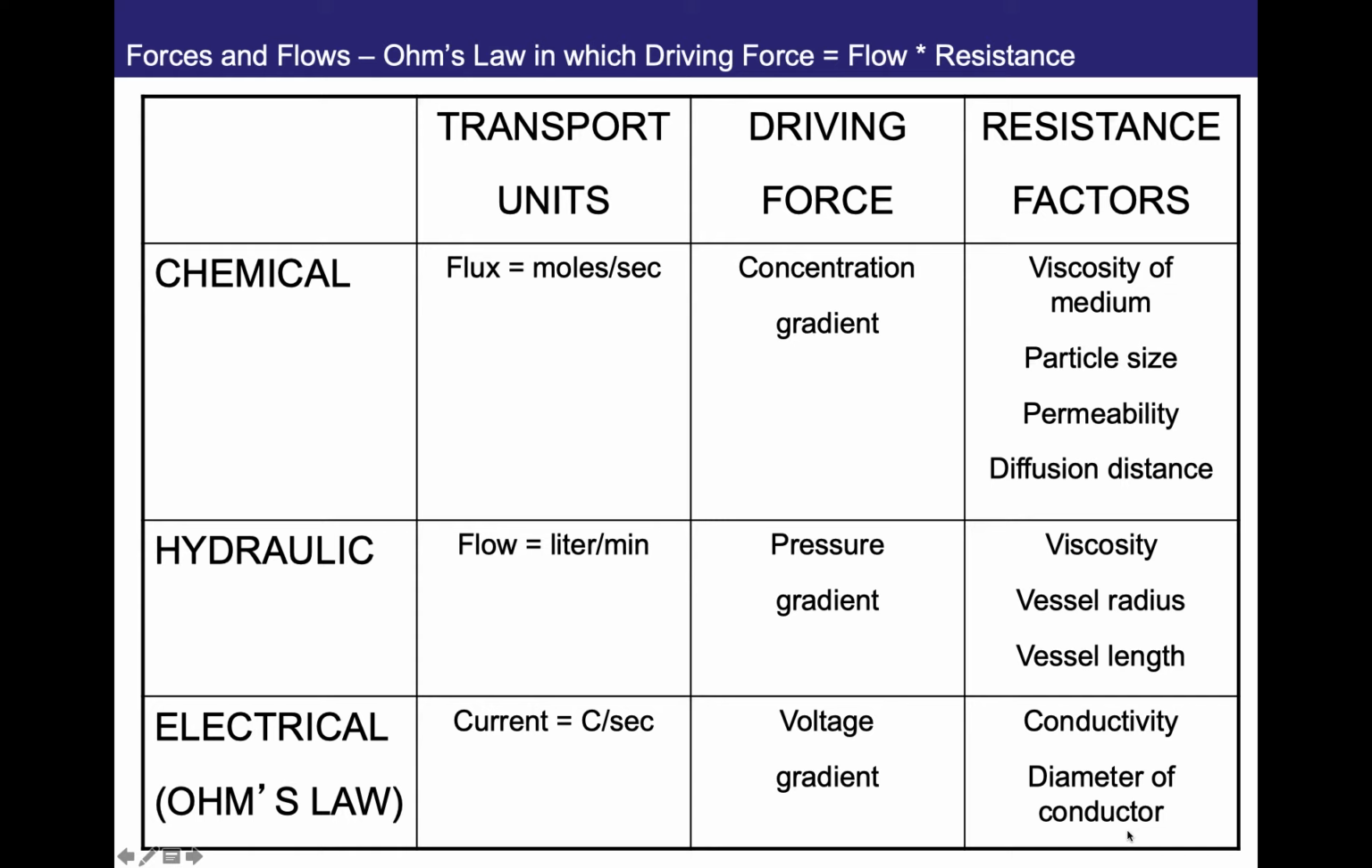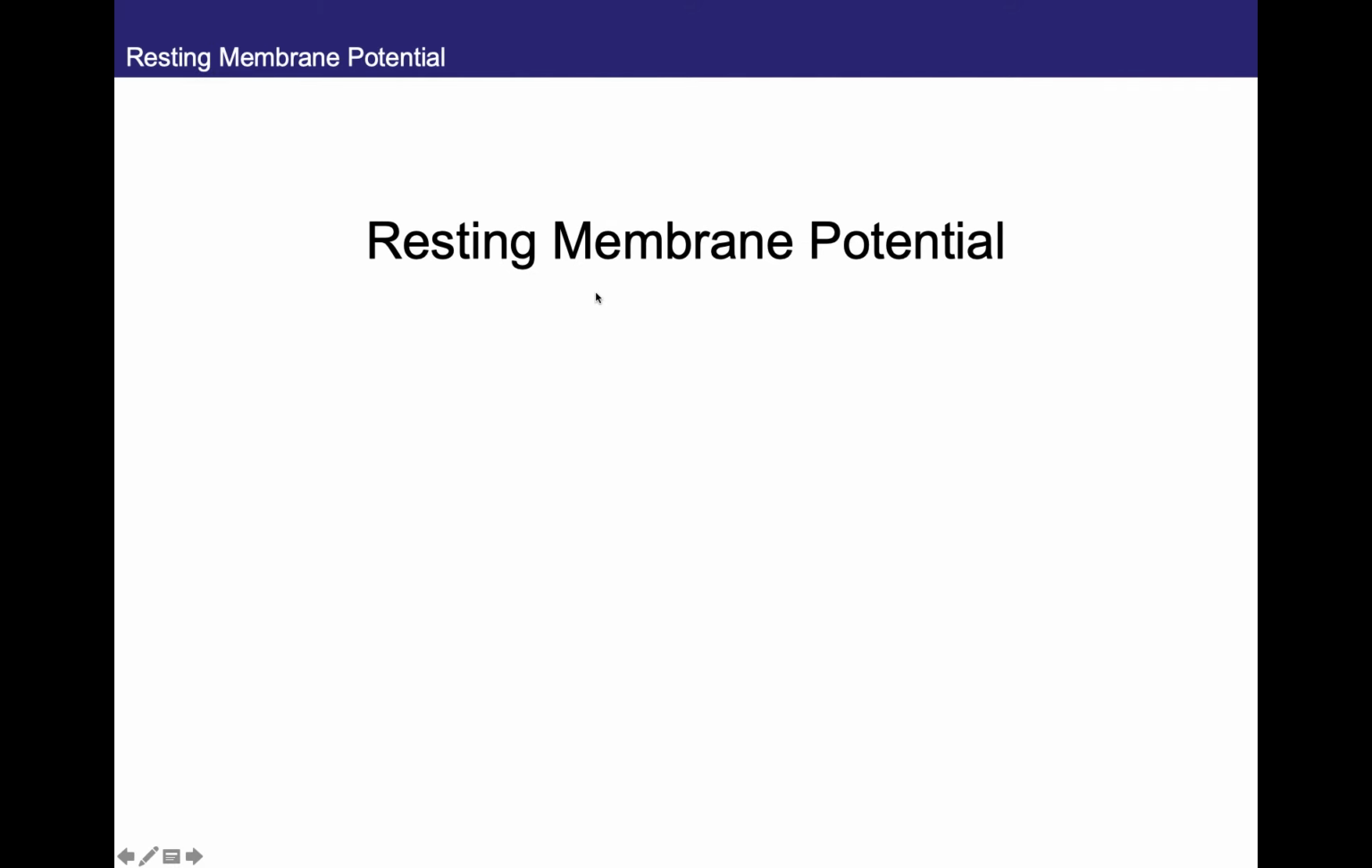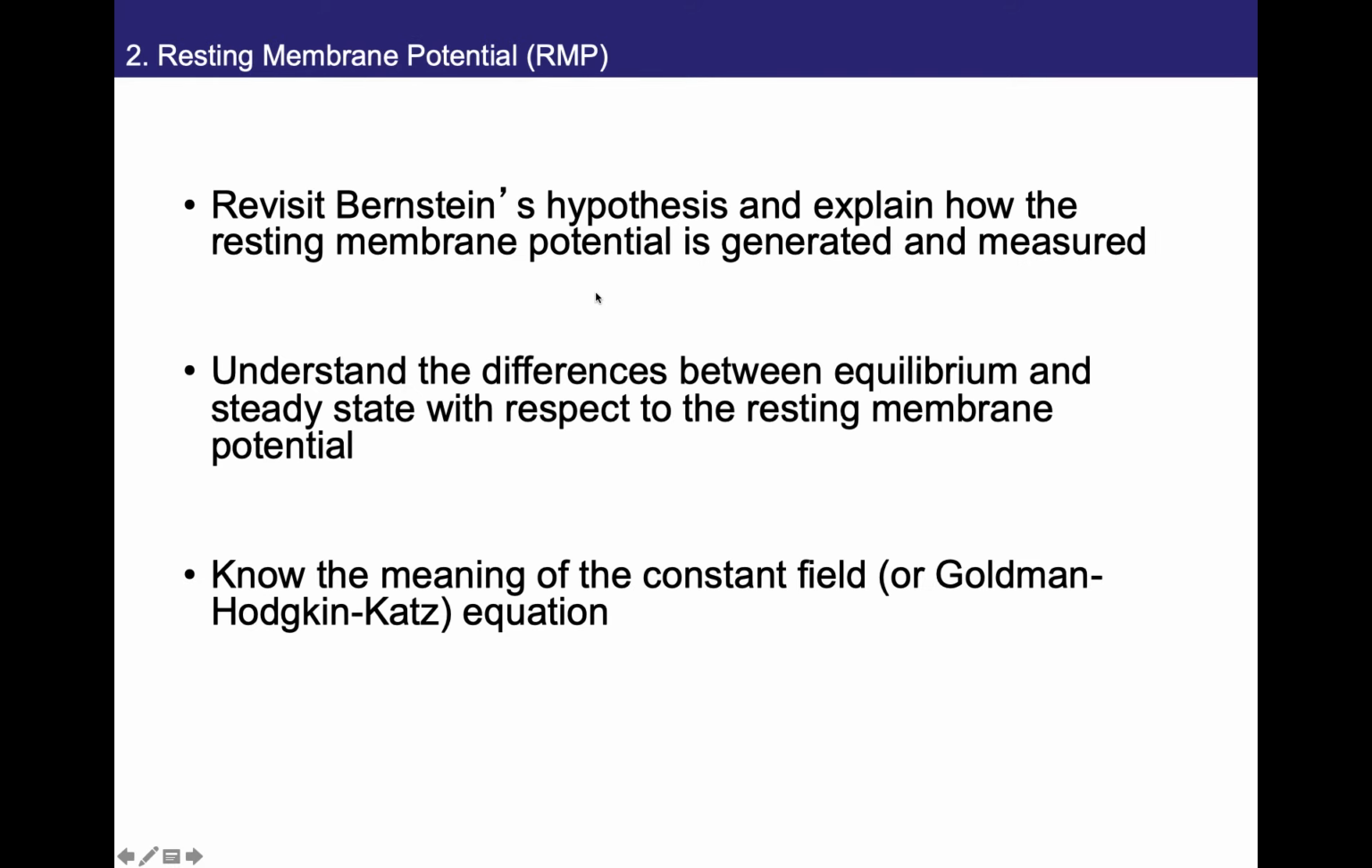All right, so I want you to remember what we talked about last time too with our example. Poor Julius Bernstein, 1902, really struggled with the resting membrane potential. Like I said, I could imagine him banging on that voltmeter. Like, why isn't it the same as the equilibrium potential for potassium? He didn't realize that there were other ions moving across the membrane. So we're going to revisit Bernstein's hypothesis. I want you to know that he really did capture the essence of the resting membrane potential, though. Also, understand the differences between equilibrium and steady state, as we talked about last time. And then know the meaning of the constant field equation.